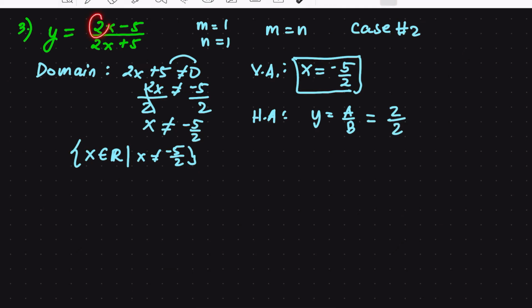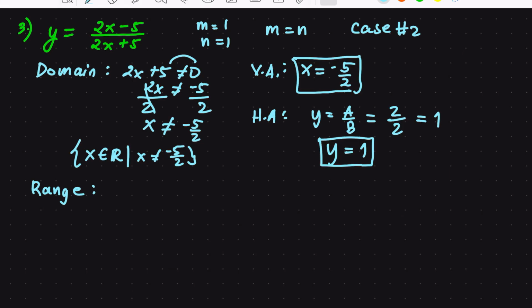So paano yon? Leading coefficient dito ay 2. Leading coefficient naman ay 2. Therefore, this is equivalent to 1. 2 over 2 is 1. So, y is equal to 1. Ito ang magiging horizontal asymptote natin. Okay. So, range naman.